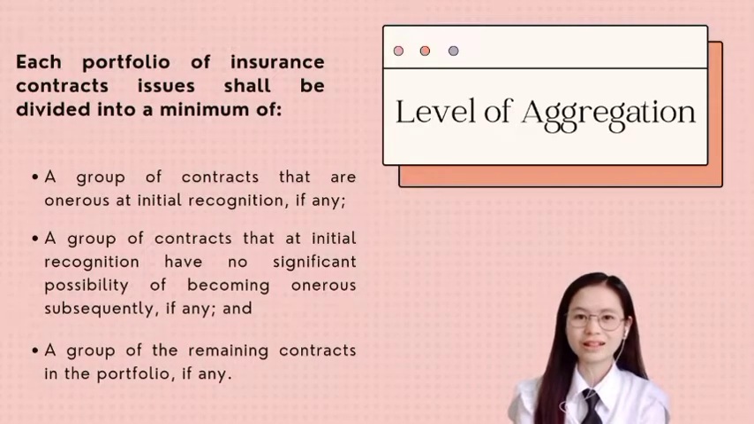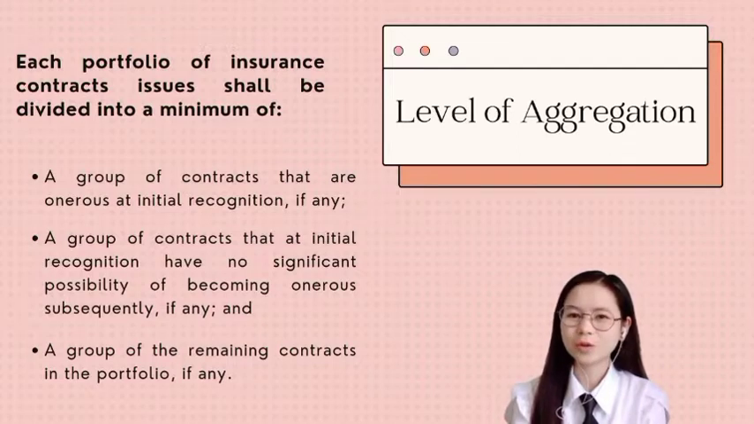Level of aggregation. IFRS 17 requires entities to identify portfolios of insurance contracts, which comprises contracts that are subject to similar risks and managed together. Contracts within the product line expected na magkapareho ng risk and expected then that if they are managed together, they are in the same portfolio.